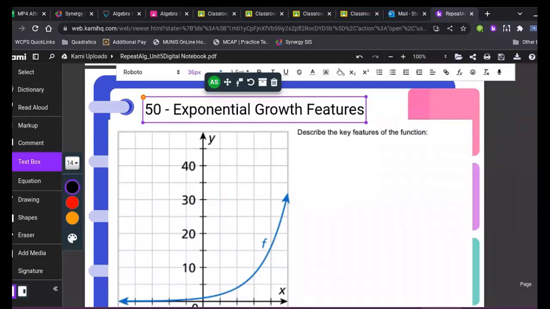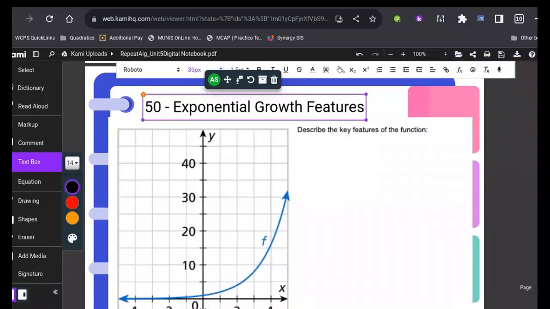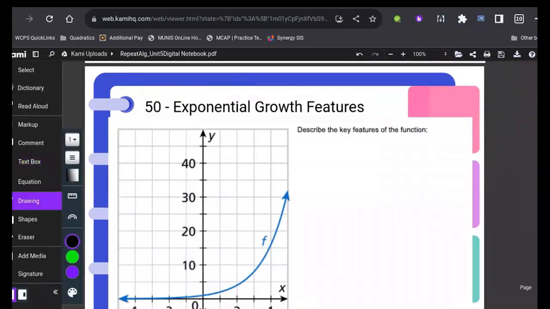All right, so we're going to describe the key features of each of the functions. So we have two graphs. We have f of x and g of x. So for the first graph, f of x, we're going to use the equation f of x equals 2 to the x power.